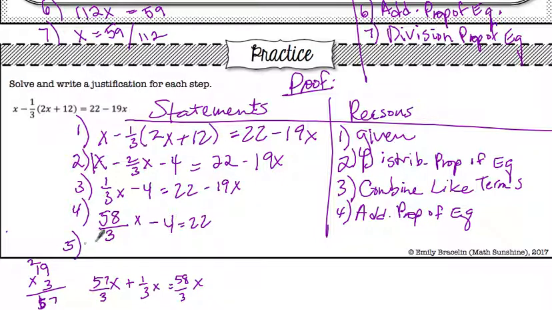All right, step 5, we're going to add 4 to both sides. I've got 58 over 3x equals 26. That is the addition property of equality again.